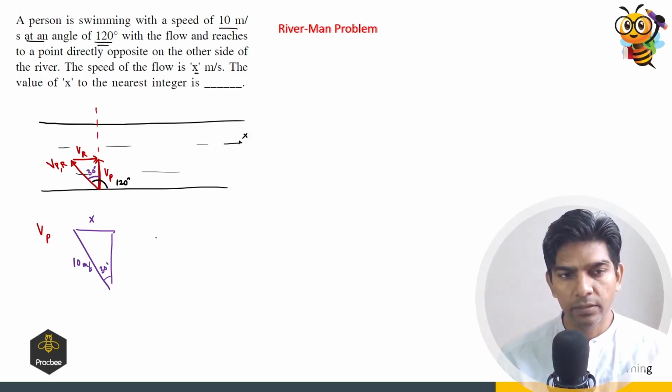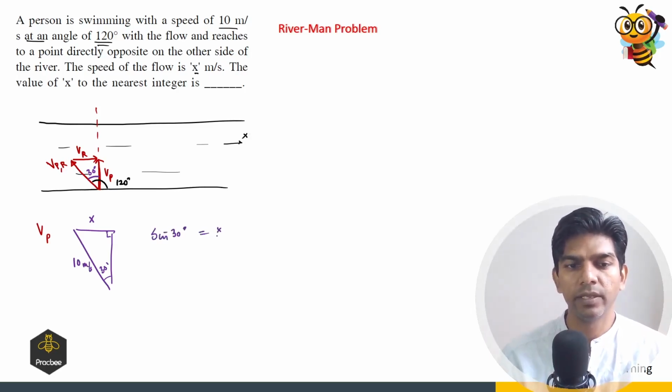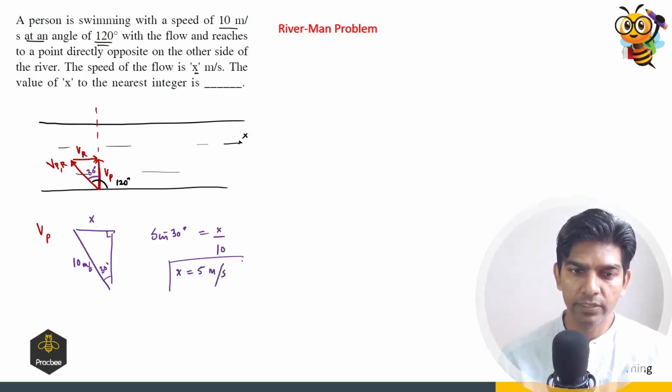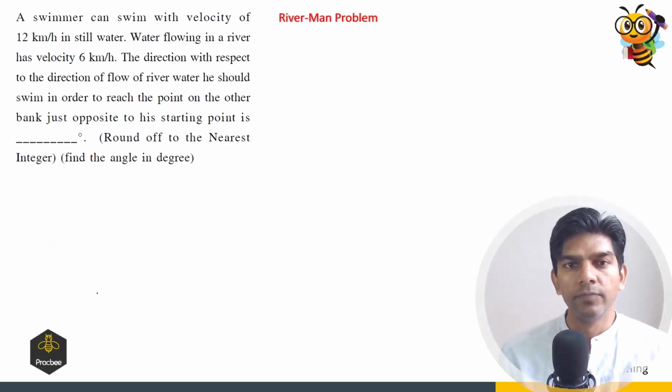Now we can apply trigonometry, so sine 30 degrees will be x divided by the hypotenuse, which is 10. So x comes out to be 5 meters per second. So that is the answer, right? Now let's see the next question.